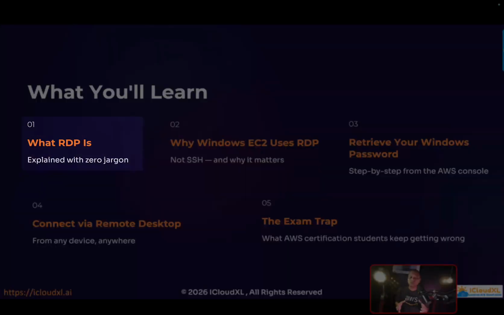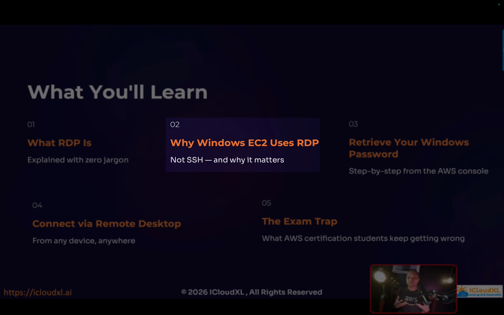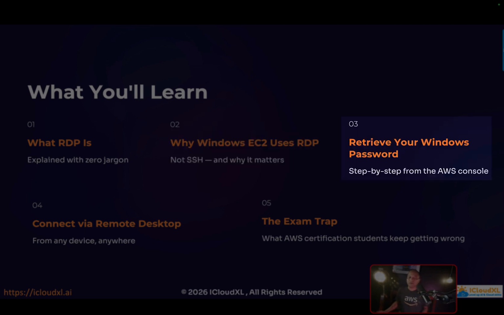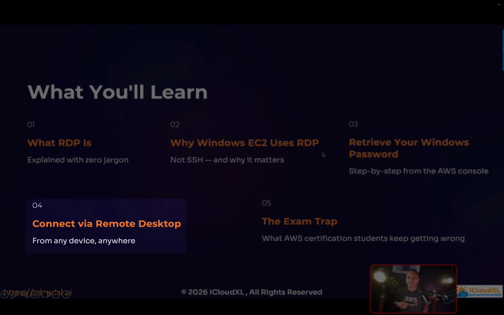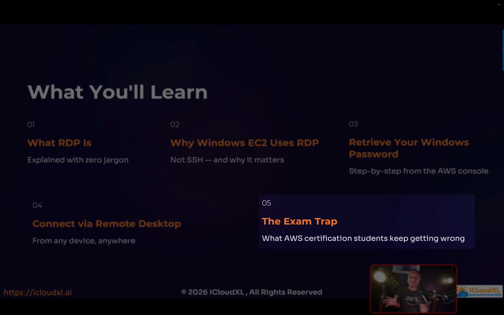So in this video, you're going to learn what RDP is, why Windows EC2 uses RDP, and how to retrieve your Windows password. I'm going to show you the step-by-step process, and you can connect to the Windows EC2 instance using RDP. I'm going to show you each and every step. At the end, I'm going to show you some exam tips so you can remember them in case you are preparing for the AWS certifications.